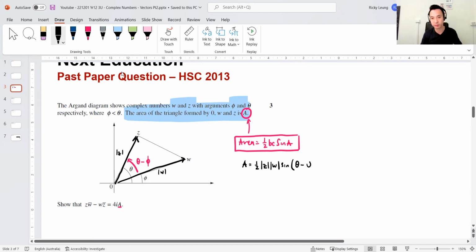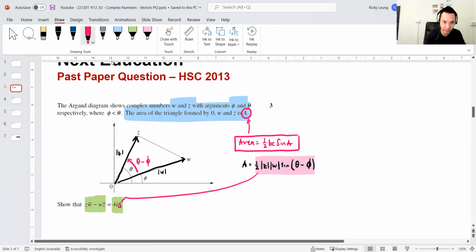Let's write that a bit better. Now that I've got that, I need to connect everything. So let's see what I have to prove. I have to prove that this left-hand side equals the right-hand side. Now, I've got the A in there, so I'm probably going to sub this piece of information into here later. So maybe I'll start with the left and see where it takes me. Let's start with the left.